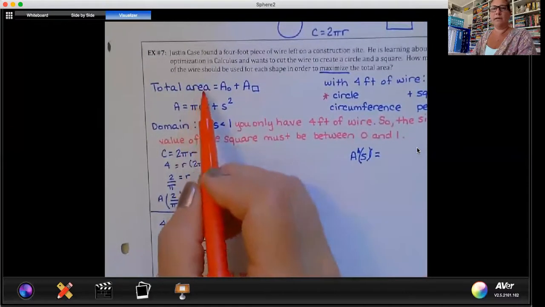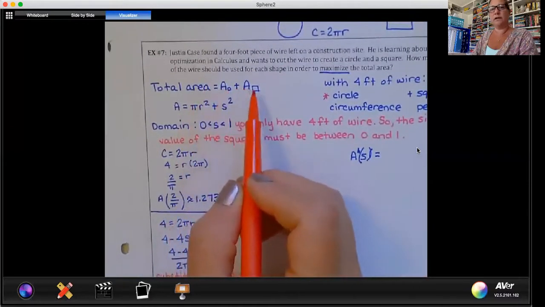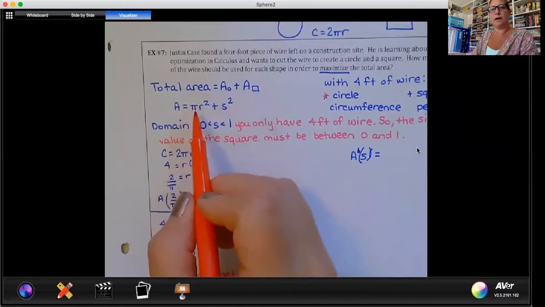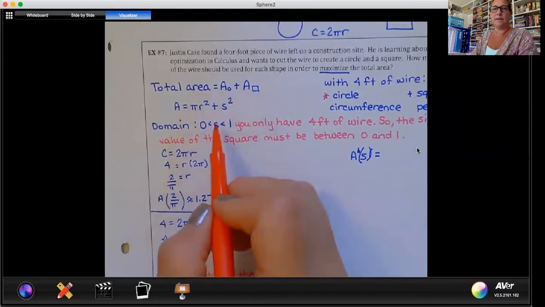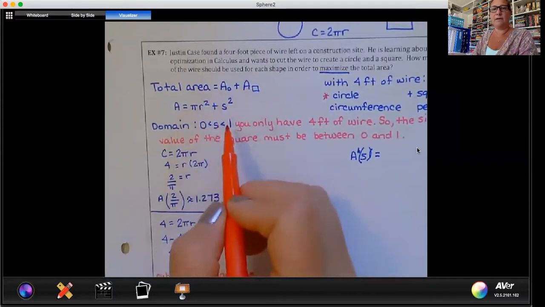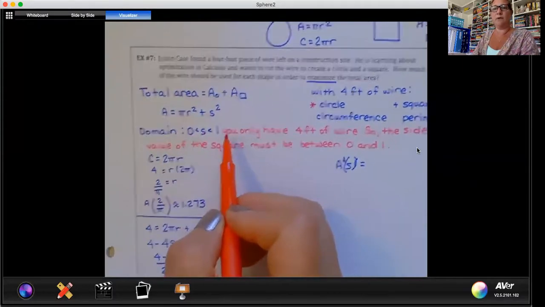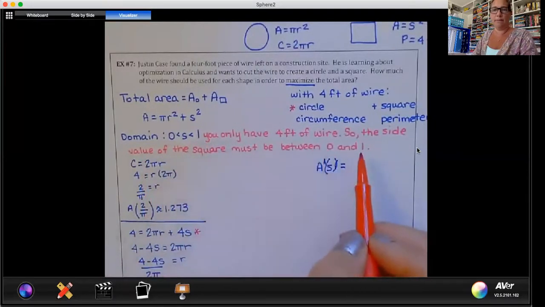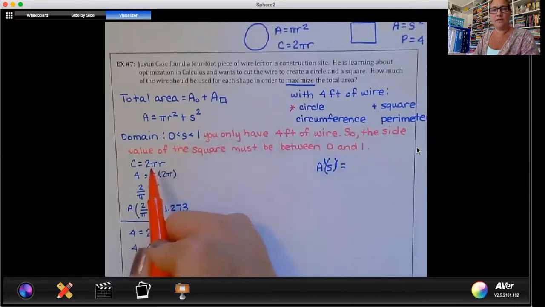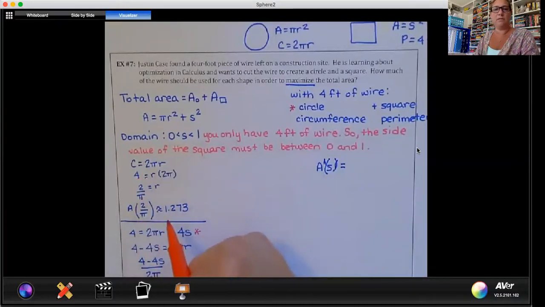For the total area, the area of the circle plus the area of the square is A equals pi r squared plus s squared. The domain has to be, the side value has to be between 0 and 1 because you only have 4 feet of wire. So the side value of the square must be between 0 and 1. Circumference is 2 pi r. If all we used was the 4 feet on the circle, then the radius would be 2 over pi, which means the area would be approximately 1.273. That's the area for your circle.